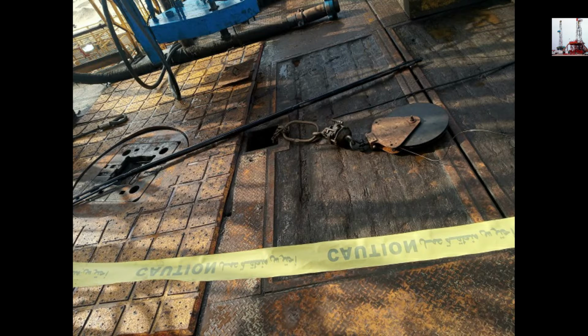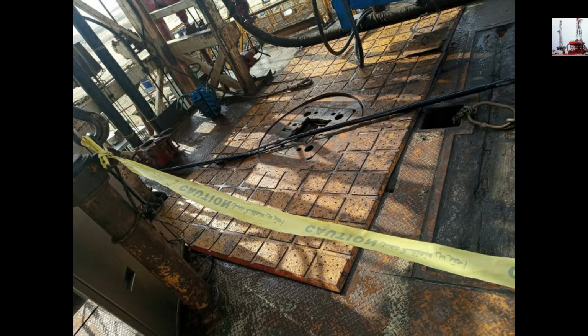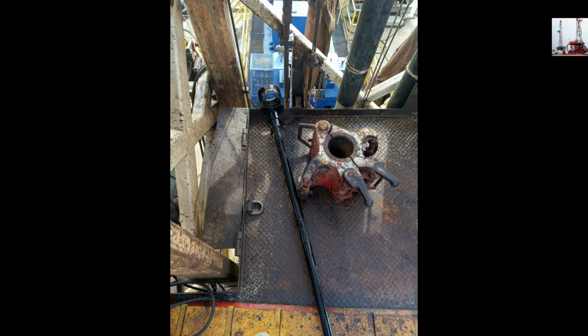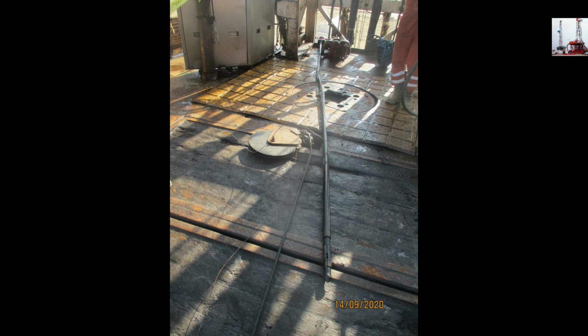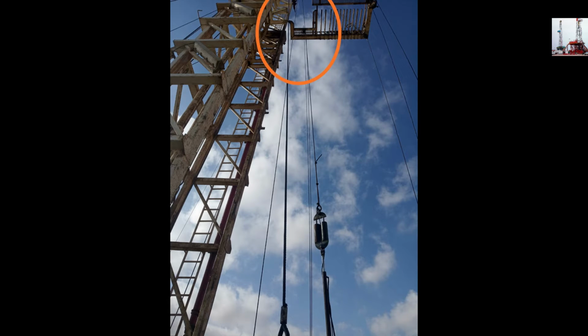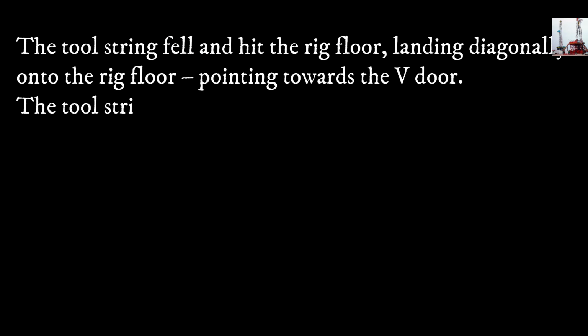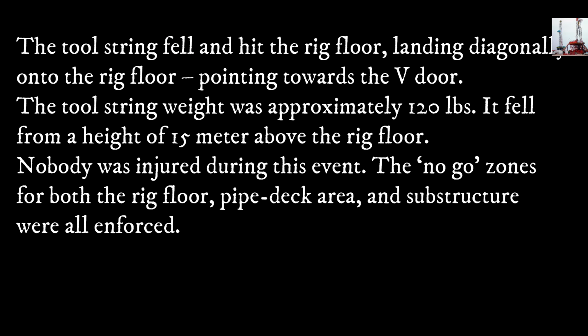Picture of an incident. The tool string fell and hit the rig floor, landing diagonally onto the rig floor, pointing through the V-door. The tool string weight was approximately 120 pounds. It fell from a height of 15 meters above the rig floor. Nobody was injured during this event. Barricades for all the rig floor, pipe deck areas, and substructures were enforced.